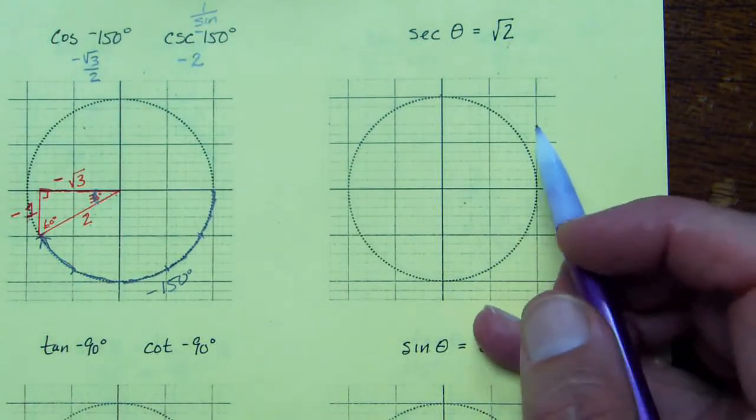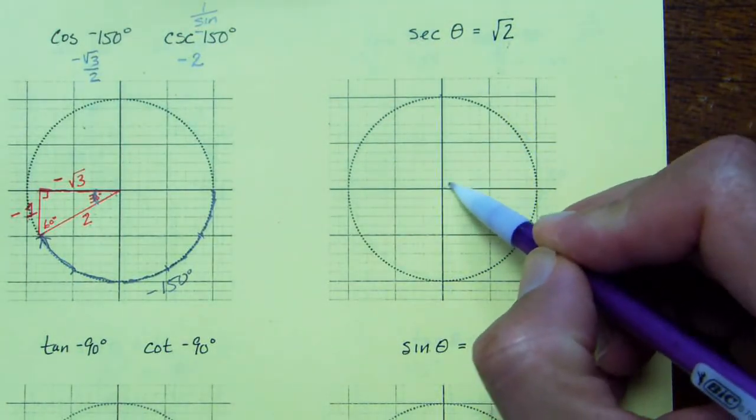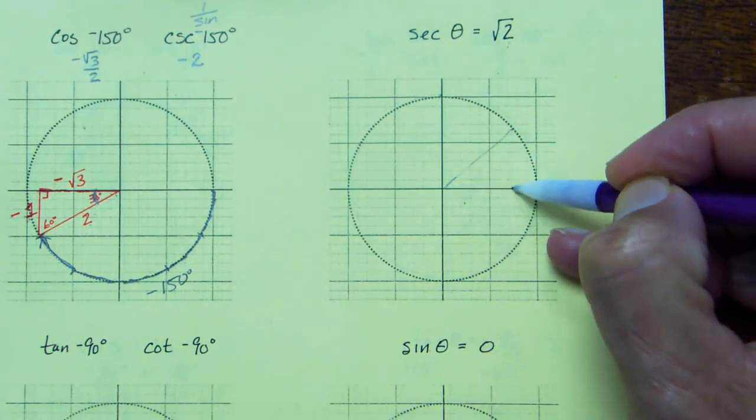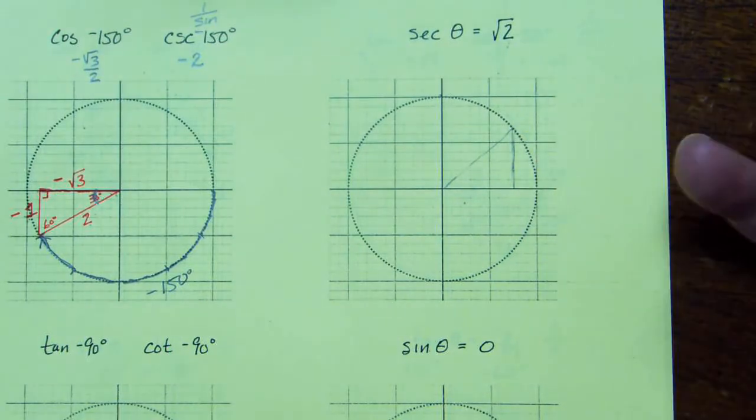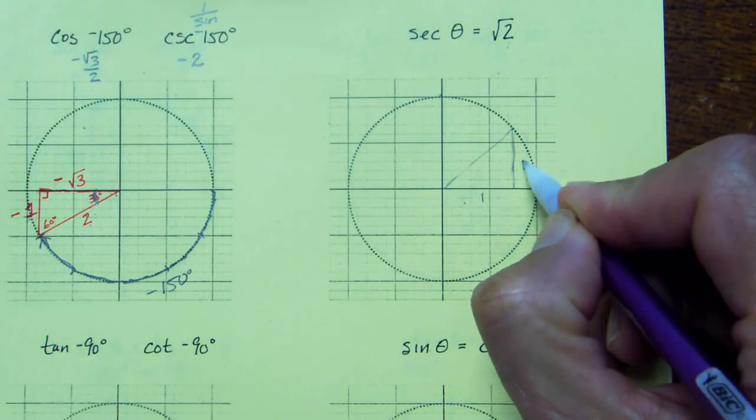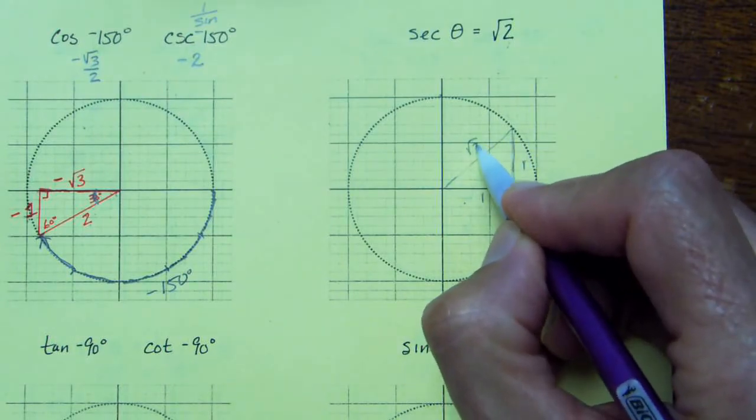So I start kind of thinking about 45 degrees. And so 45 degrees would be right about here. And let's kind of see if this makes any sense. Now, if 45 is right, then I have a leg of 1, and a hypotenuse of √2.